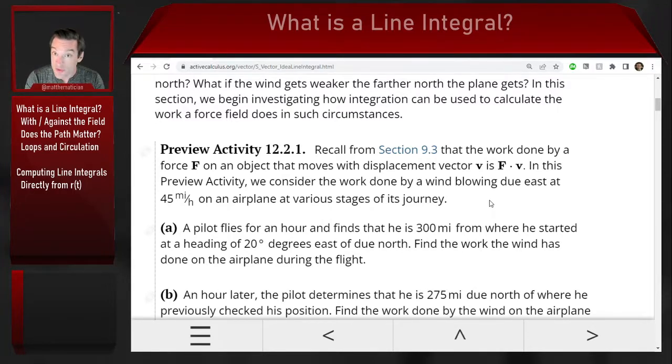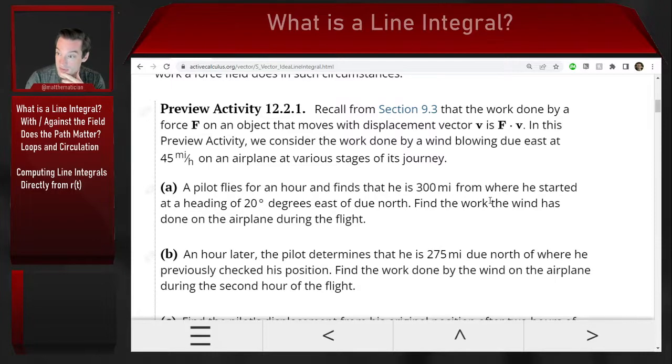If that amount of work is positive, it means that generally during the flight, the wind was a tailwind. So the wind was kind of helping to push the airplane in the direction that it was going. If the work is negative, it means that generally it was a headwind, and so the wind was kind of resisting the airplane in the direction that it was going. If that number ends up being zero, then the wind was generally neither helping nor hindering the airplane in the direction that it was traveling. So that's how we set the table for this.